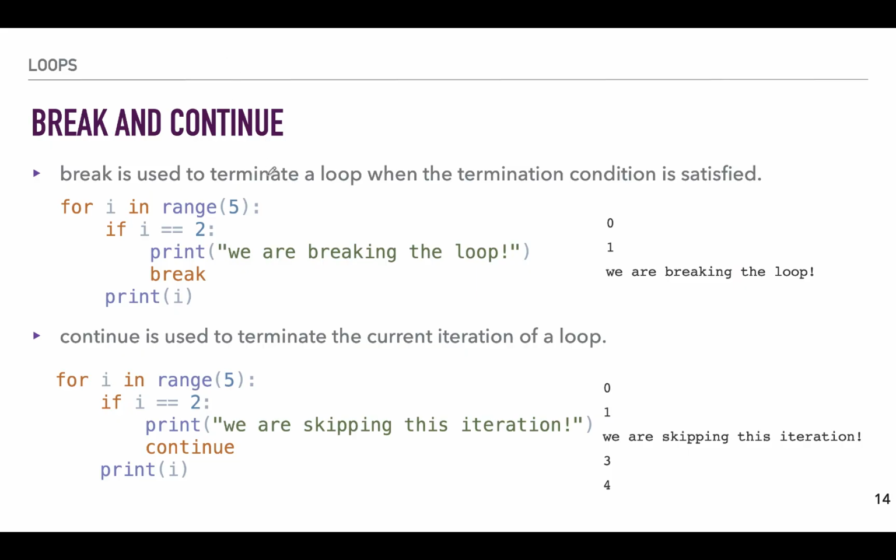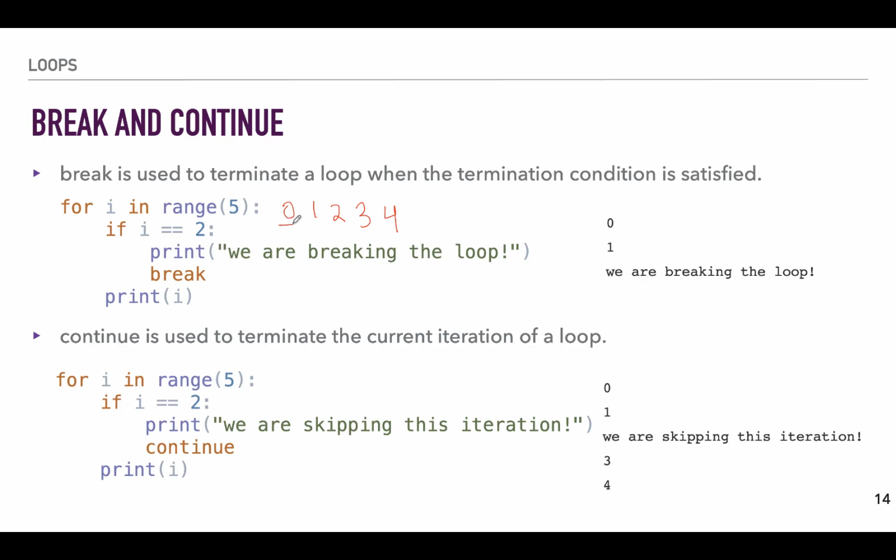In this for loop, the values of I are going to be 0, 1, 2, 3, and 4. We have a condition: if I equals 2, we print "we are breaking the loop", then break. Otherwise, we print the current value of I.